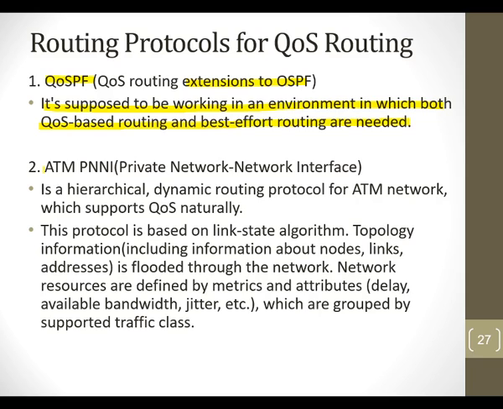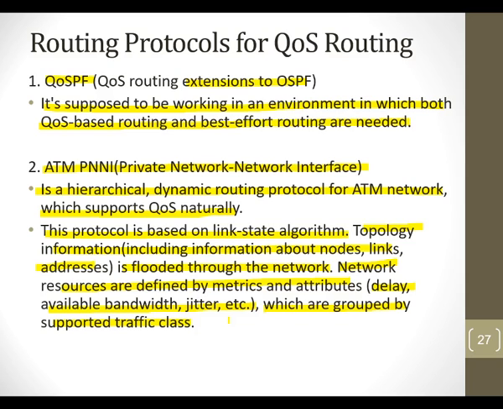The second one, the ATM private network-to-network interface, is a hierarchical dynamic routing protocol for ATM network, which supports quality of service naturally. This protocol is based on link state algorithm. Topology information, including information about the nodes, links, and addresses, is flooded through the network. Network resources are defined by metrics and attributes such as delay, available bandwidth, jitter, etc., which are grouped by the supported traffic class.